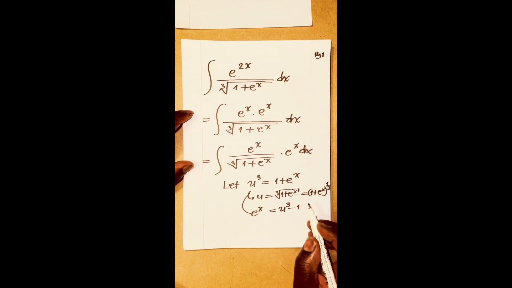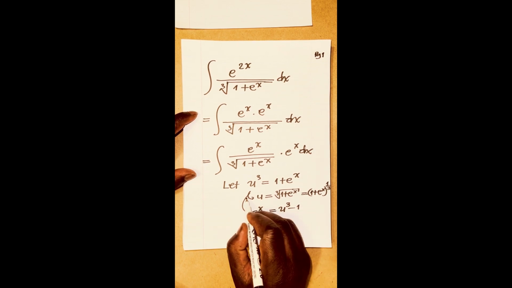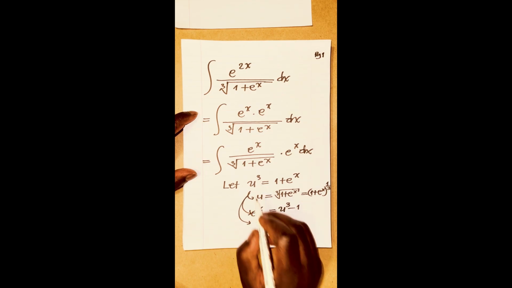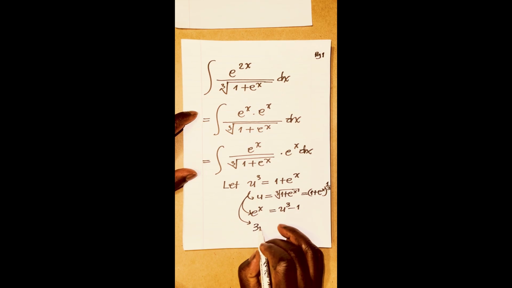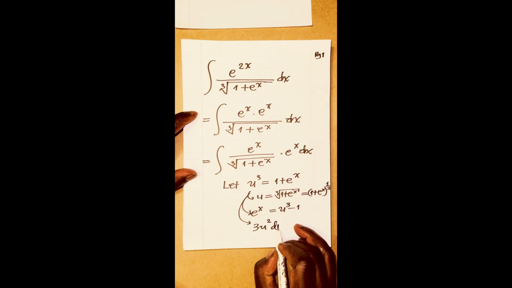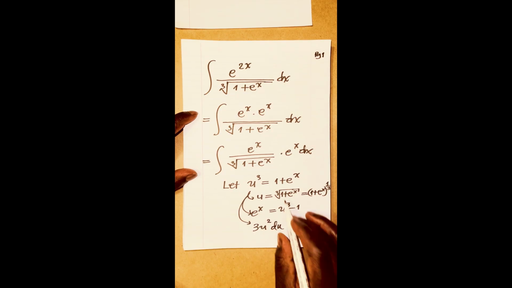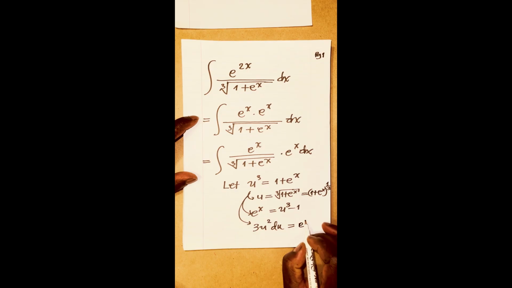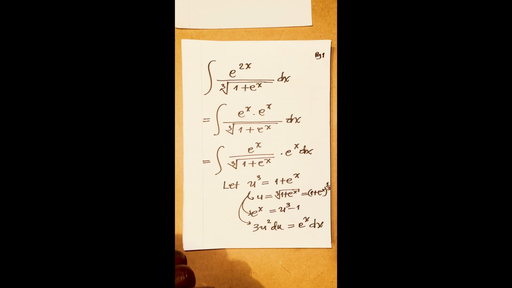The third equation is obtained by differentiating both sides, and differentiating both sides using the power rule here, you agree with me that we have 3u squared du. On the right hand side, the derivative of 1 is 0 because 1 is a constant, but the derivative of e to the power x is e to the power x. So e to the power x dx. Right, now we have all the three equations that we need.